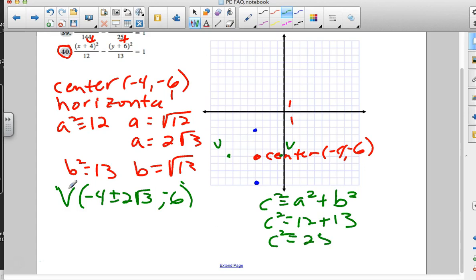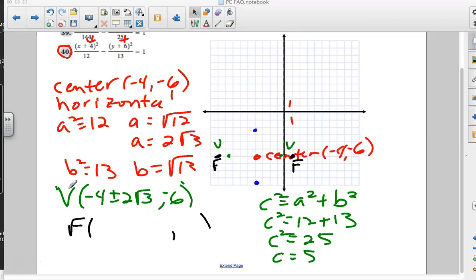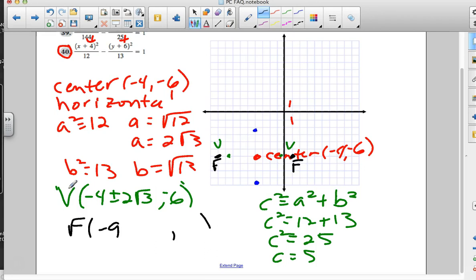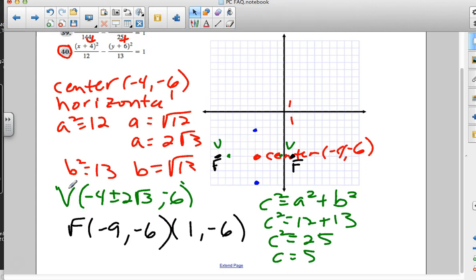And we say, hooray, at least one of these wasn't a nasty radical. Since that has to be on that horizontal axis, we think, okay, well, that's going to be the x-coordinate that's going to change. So we were at -4, but this one went perfectly. So -4 minus 5 was going to bring us to -9, -6. And then the other one, well, we were at -4 and we added 5, so we are at 1, -6.